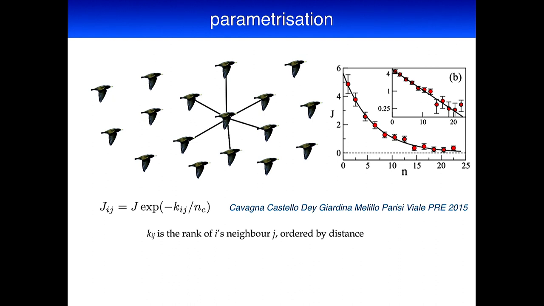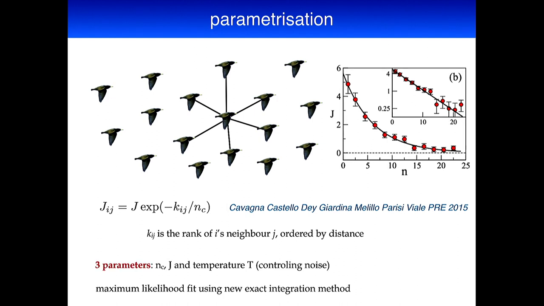We assume this form, but of course, once we have this, we are left with two parameters. J can be interpreted as the interaction strength, and NC will be interpreted as the interaction range. So it tells you up to what neighbor you effectively interact. So that's it, the model is now parametrized. We just have three parameters: the interaction range, the interaction strength, and the temperature that was controlling the noise that I was talking about before. And now that we have that, we just use maximum likelihood fit, which can be shown to be equivalent to solving the maximum entropy model, using some integration method that I will just briefly go over now.